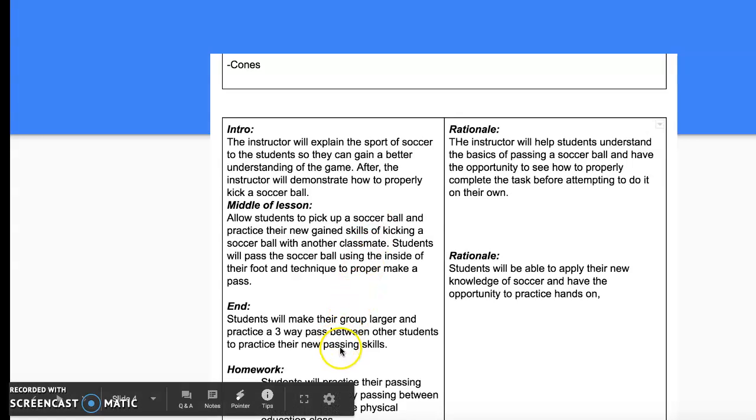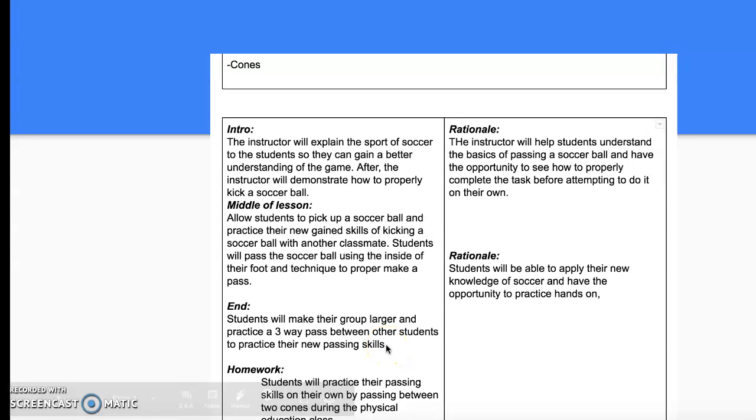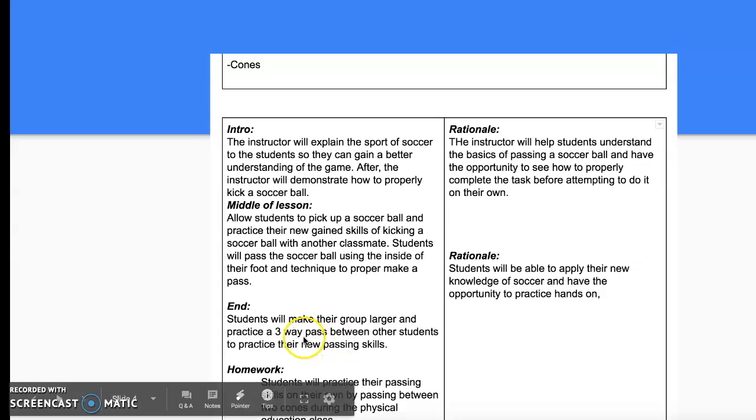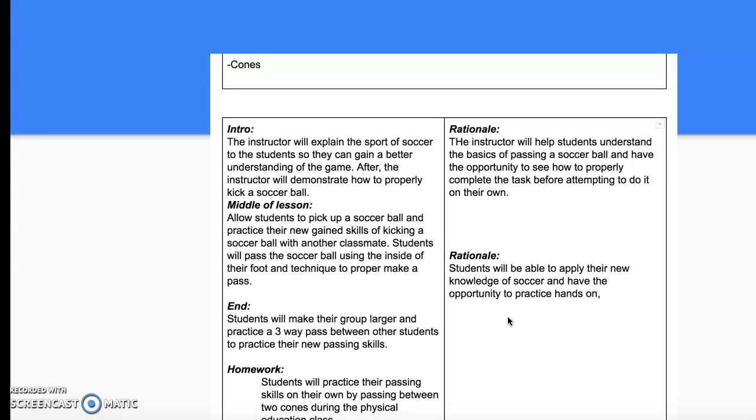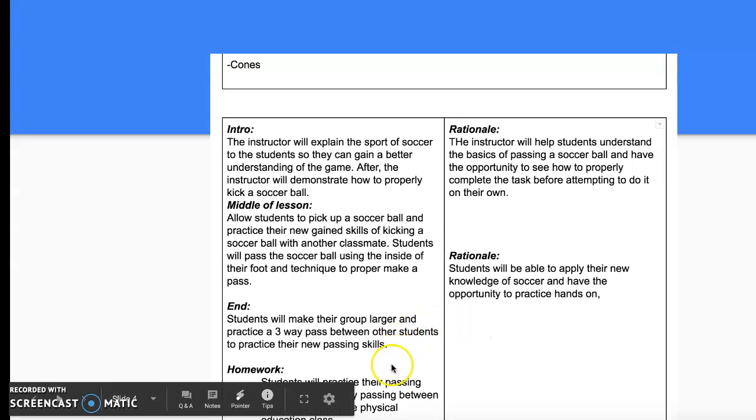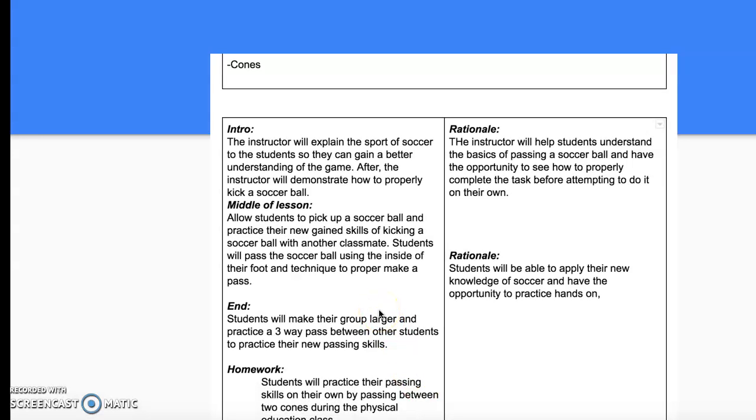And towards the end, as we get more advanced, students will be able to enlarge their groups a little bit bigger, 3 or 4, and practice 3-4 way passing, which is a great skill to have as a soccer player. Another rationale for that would be students would be able to apply their new knowledge and skills of soccer and practice hands-on.